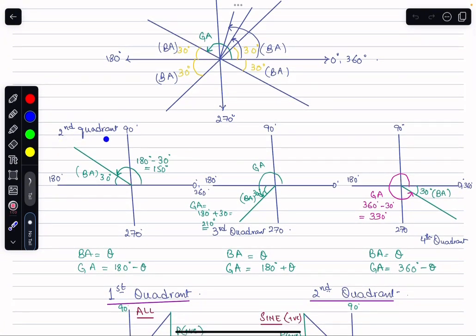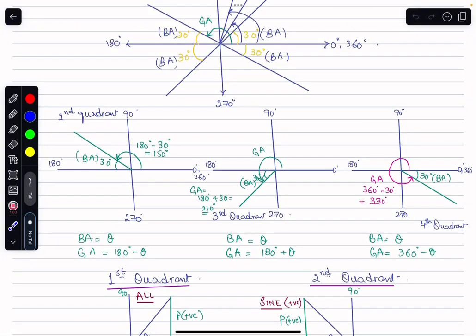Second quadrant. If I have this rotation in the second quadrant, again taking the example of 30 degrees as the basic angle with respect to the x-axis, then my general angle is 180 degrees minus the basic angle, 180 minus 30, which is 150 degrees. So in the second quadrant, if my basic angle is any angle theta, then the general angle will be 180 minus theta.